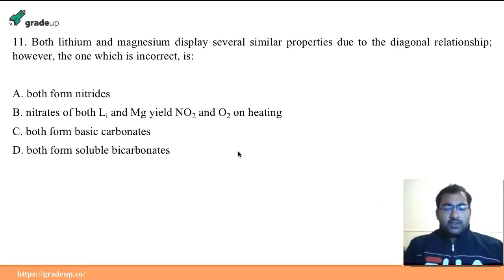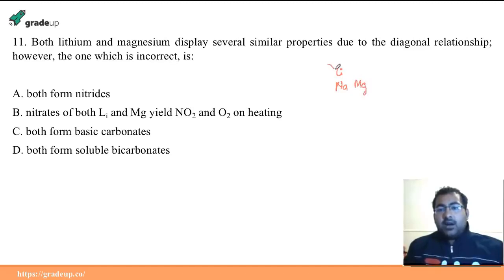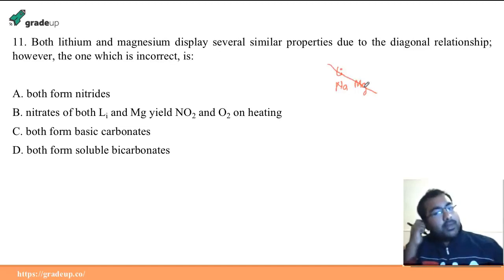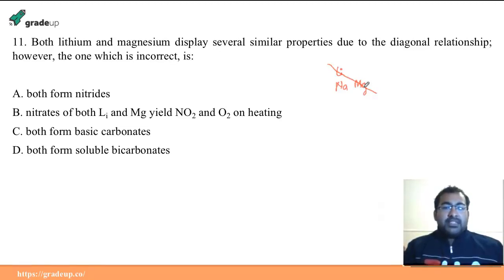In the first question, it tells us that both lithium and magnesium display several similar properties due to diagonal relationship, which is a known phenomenon. So what is diagonal relationship? Basically, in the periodic table, you have lithium in the first group and in the second group you have magnesium, so they are diagonally placed in the periodic table. According to the diagonal relationship, a lot of properties of these two elements will be similar. However, which of the following is incorrect?